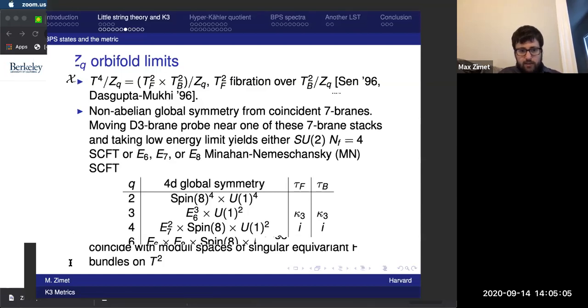And here I'll use this throughout my talk, kappa Q. These 2 columns are just telling you that the complex structure of these 2 tori is arbitrary for the Z2 orbifold, but these tori only have these Z3, Z4, Z6 automorphisms for these special values of tau.